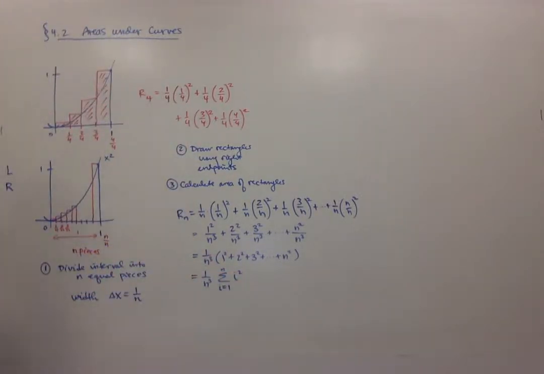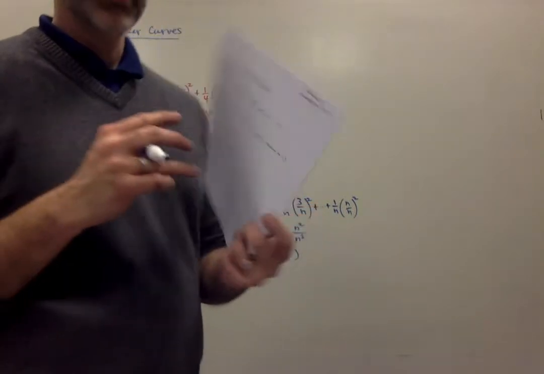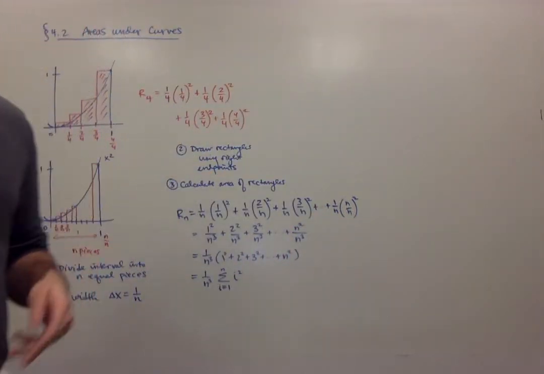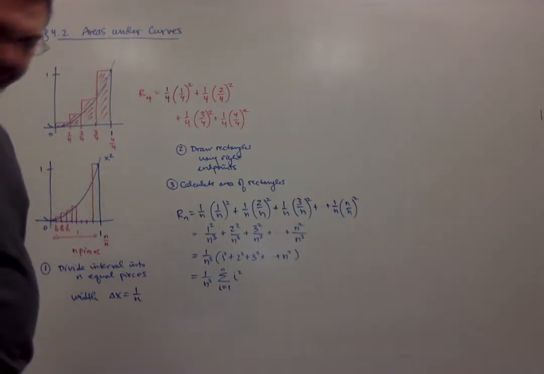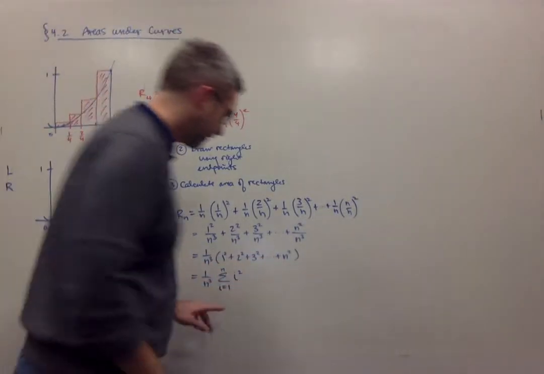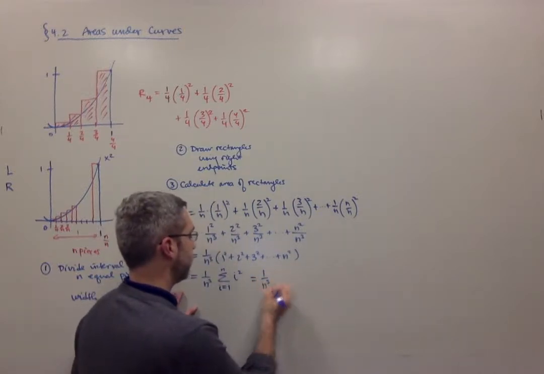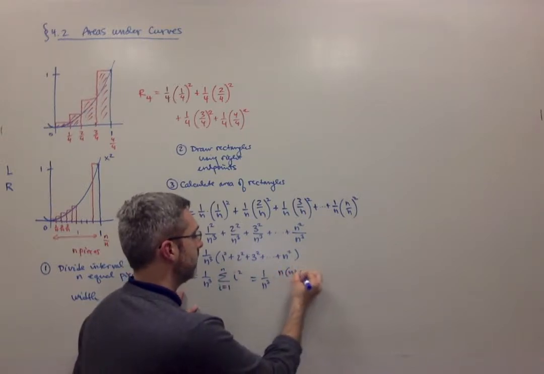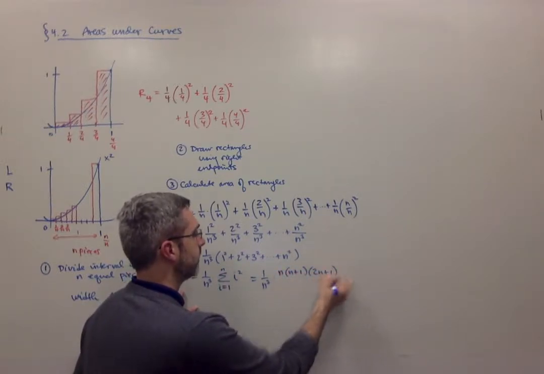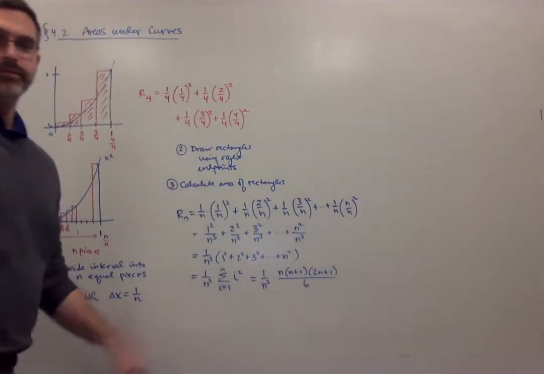That's our summation notation. If you were to pull out your sheet here, one of the things that you'll notice is that we have a formula for that. If we have the sum of squares, we actually have a nice formula for that. That turns out to be, we've got that 1 over n cubed sitting there, but the sum of squares is n times n plus 1 times 2n plus 1 over 6. Okay.